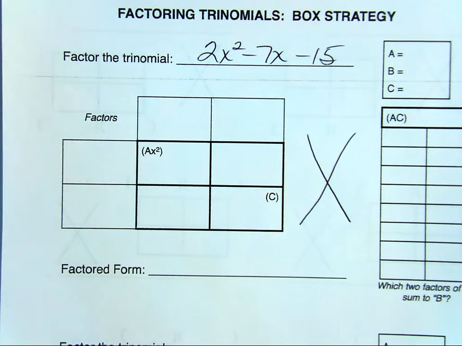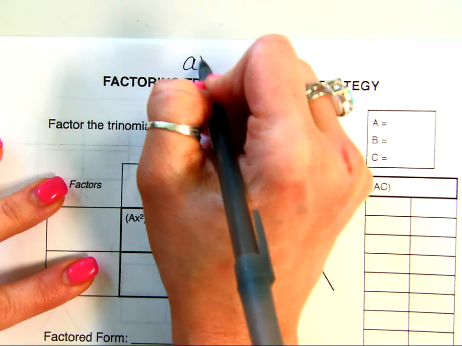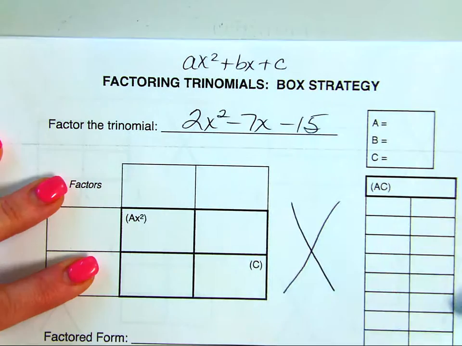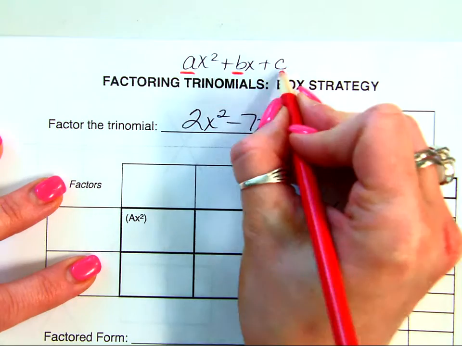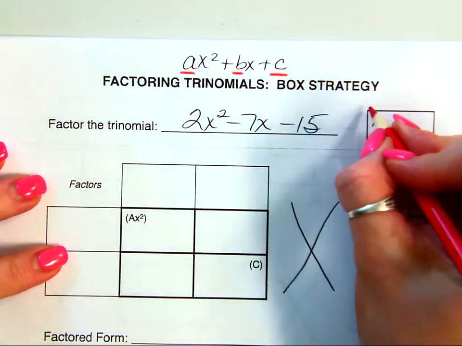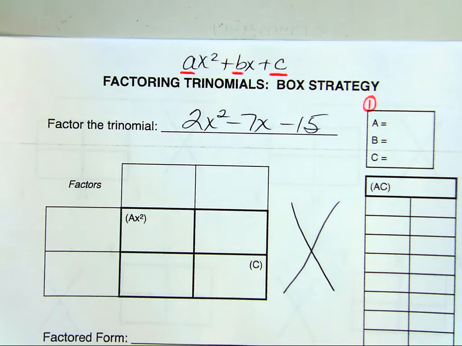All right, and you remember how I told you that when you factor this, it's ax squared plus bx plus c. So a is the number in front of your x squared term, b is the number in front of your x term, and c is just your constant. So the first step, let's say it's step 1: identify your a, b, and c.